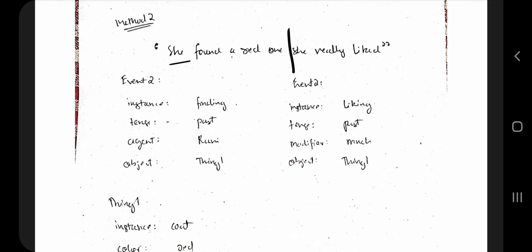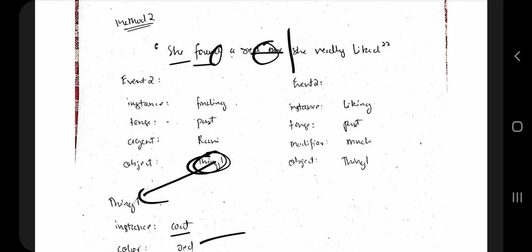So who is the agent? Rani. What is happening? Finding is happening. It is past because it is found. And what is the thing? It is thing one. We don't know what the red one is, so we take thing one. So thing one will be specified again. What is thing one? It is a dress, and the color is red.